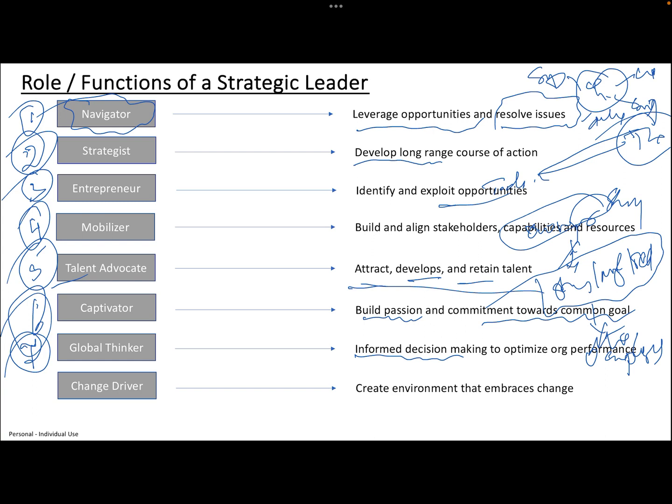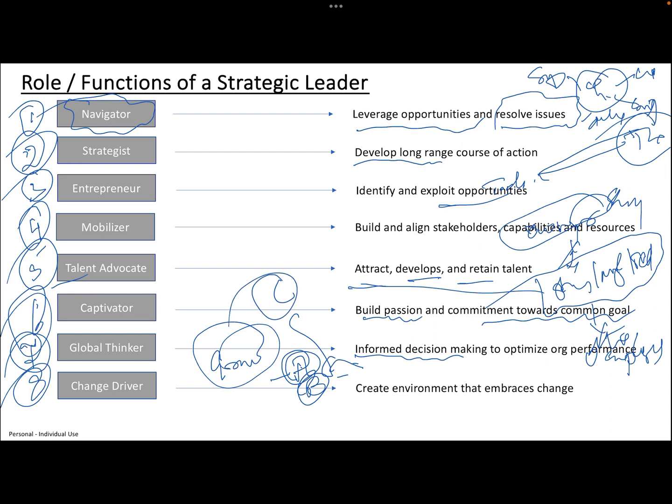And then he is a change driver. Organizations will always grow. One day they will be in product A. After that, they will be adding product B. They may add a new service also. Whatever changes happen in the organization, he is the one who drives those changes, the change driver. Otherwise, people will mess it up. So he is the one who manages the entire change, whatever happens in the organization, and ensures that everybody embraces these changes.